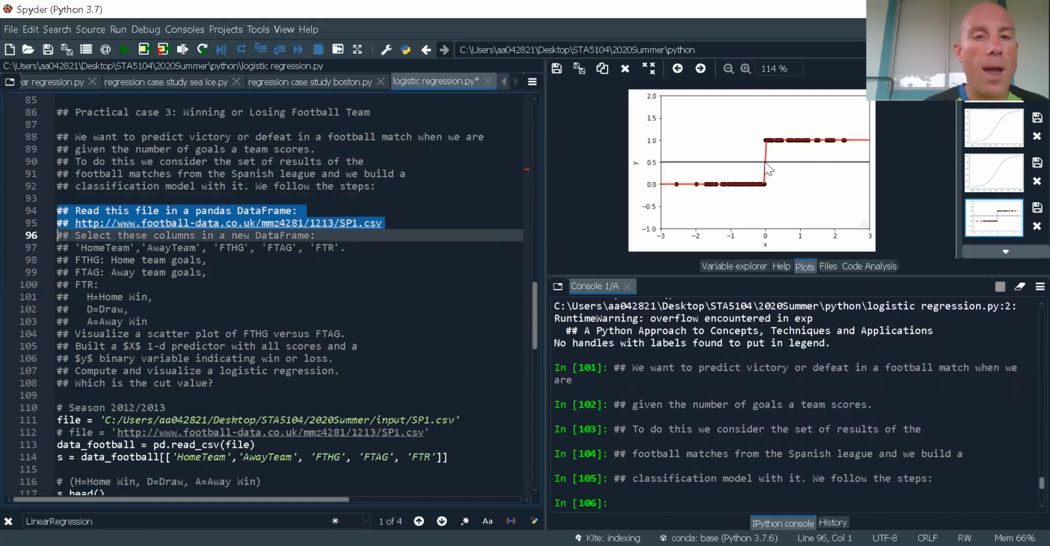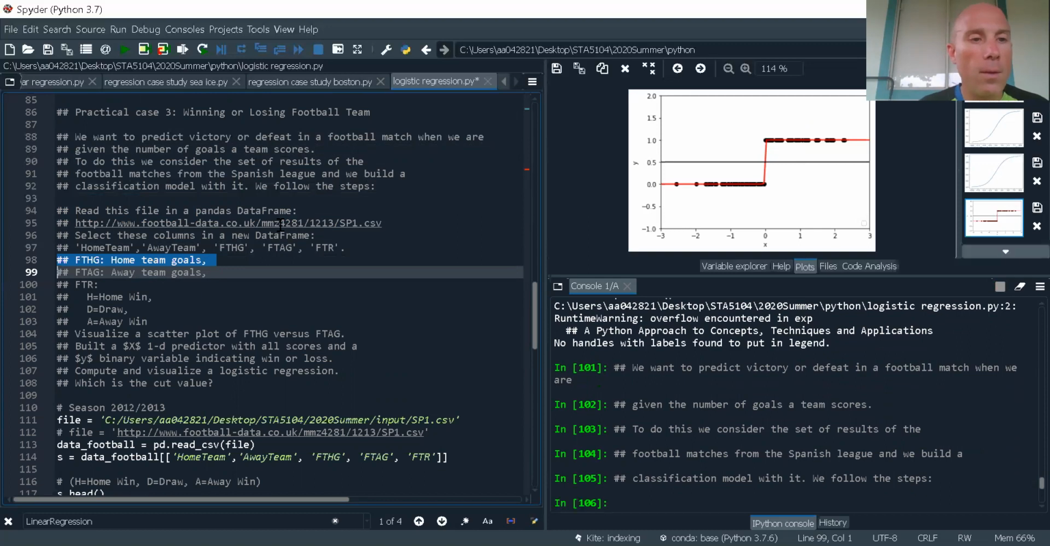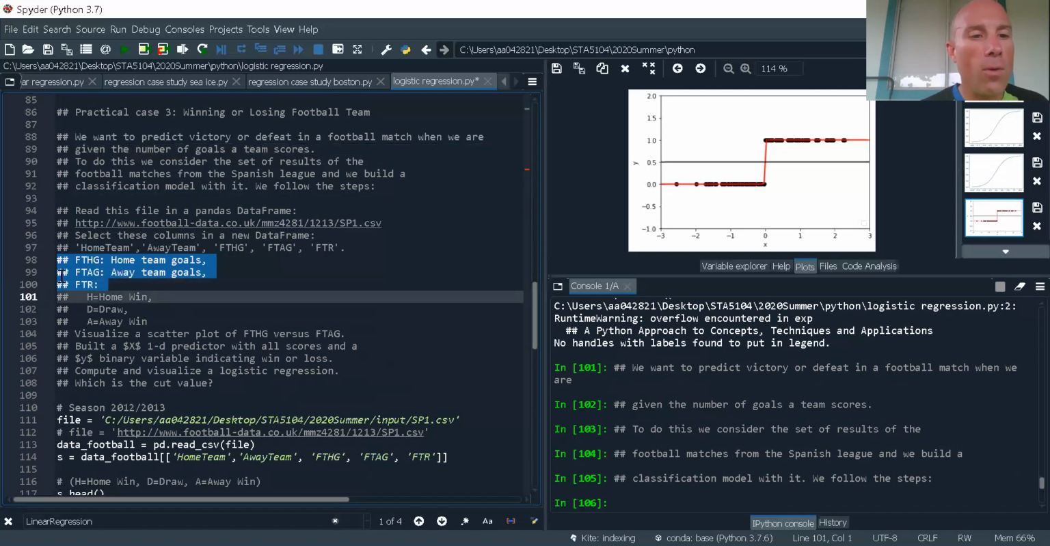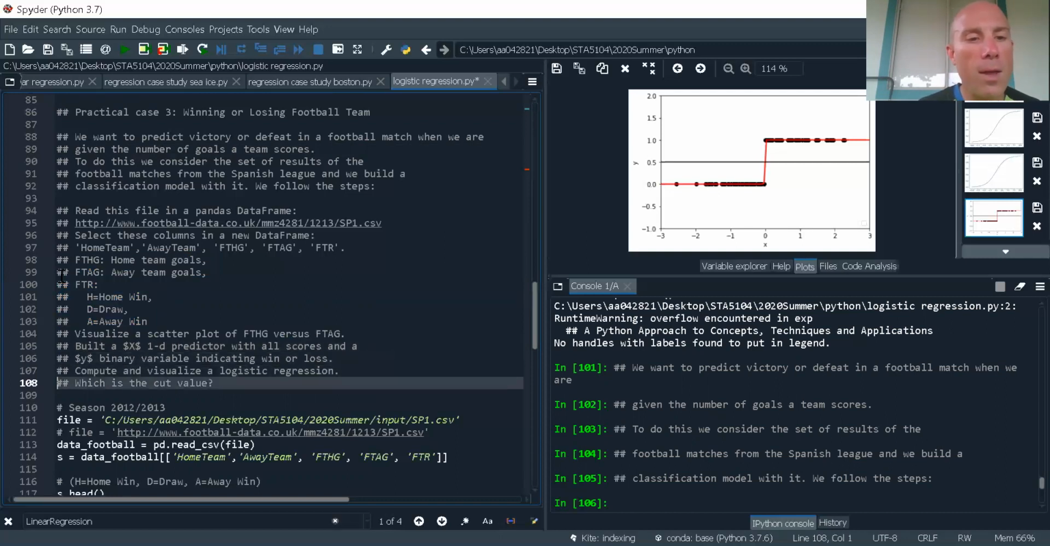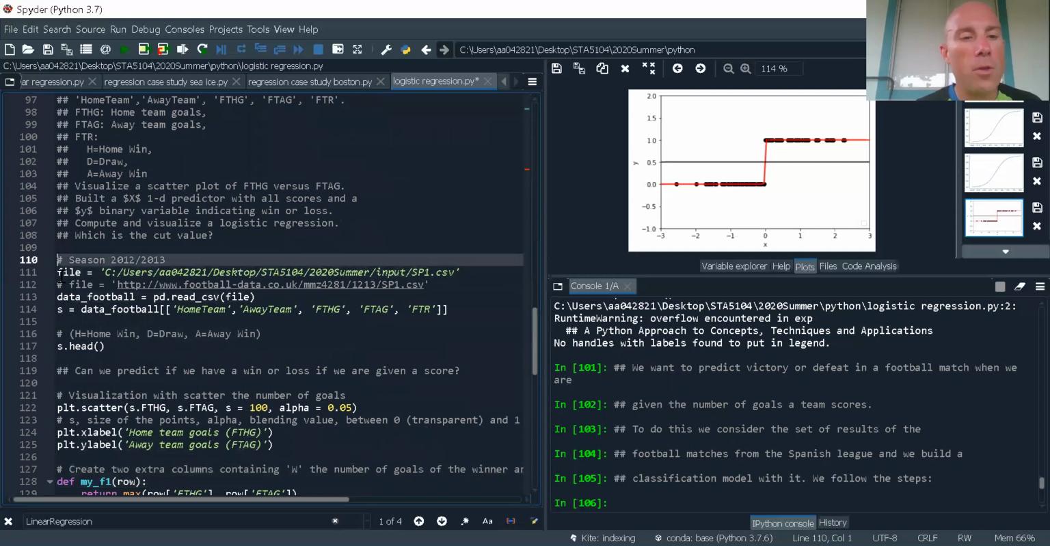Here's the original data, and we can get it from the textbook's website. I'm using the version from the textbook's website, not this one itself. We have several fields in the data set: football team home goals, football team away goals, and then a football team result. Either it's a home win, a draw, or an away win. We want to visualize a scatter plot of home goals versus away goals, take a look at what's going on, and then do a logistic regression.